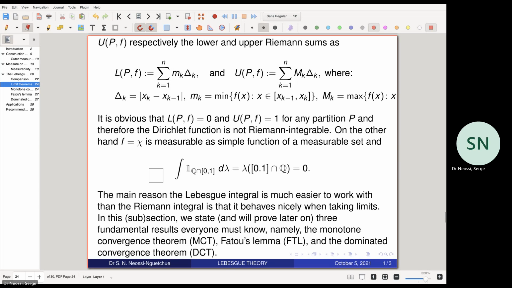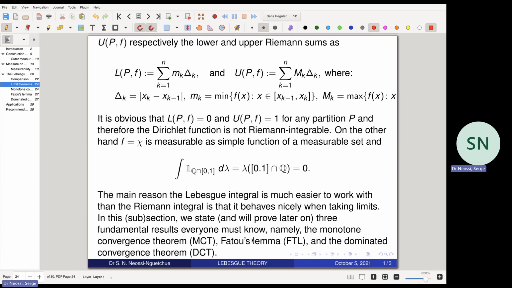Okay. So we mentioned in the previous presentation that in this subsection, we state 3 fundamental results everyone must know. That's every student who is learning functional analysis should know. Namely, the monotone convergence theorem, which is also called Beppo Levi, if I'm not mistaken, Fatou's lemma, and the dominated convergence theorem. Actually, what are these theorems all about?